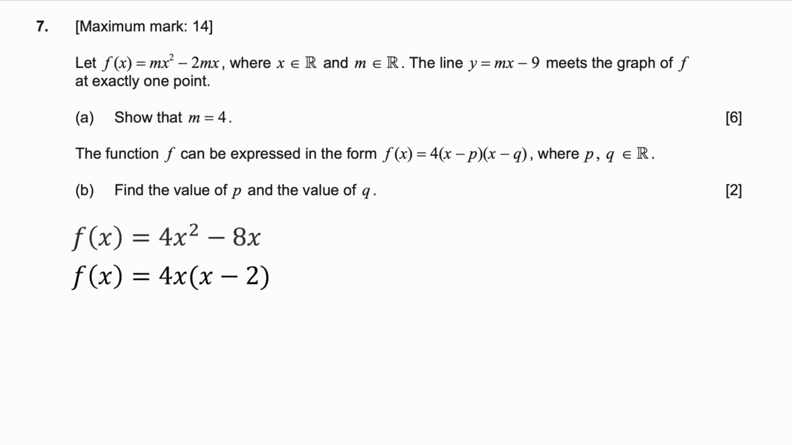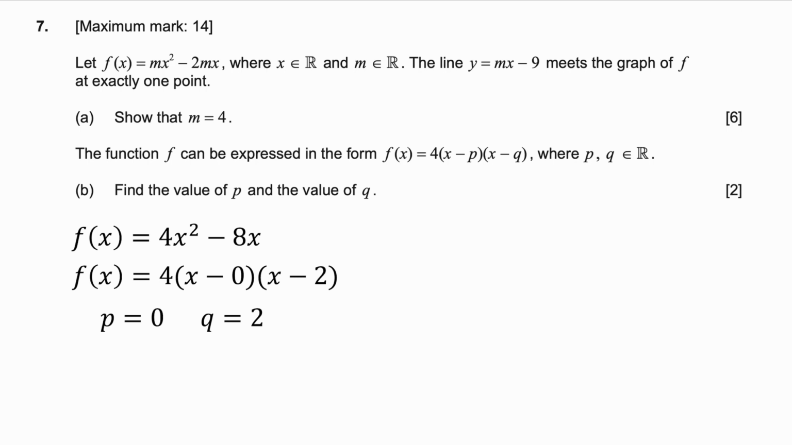And we factorize like this. And that's 4x times x minus 2. That's the same as x minus 0. So I'm just converting that 4x into 4 times x minus 0 because I want to see what p and q are. So p and q are 0 and 2 respectively.